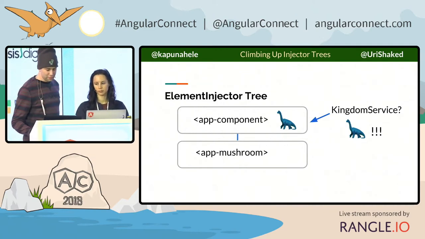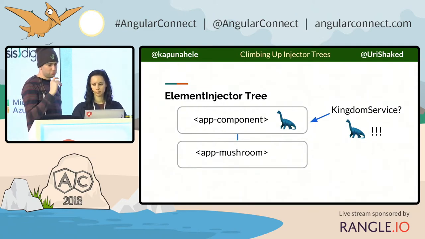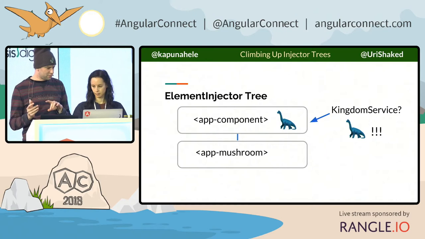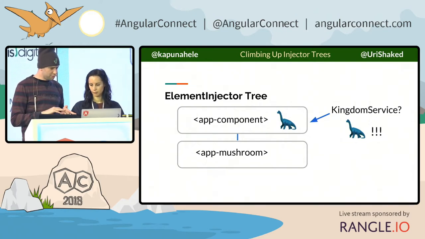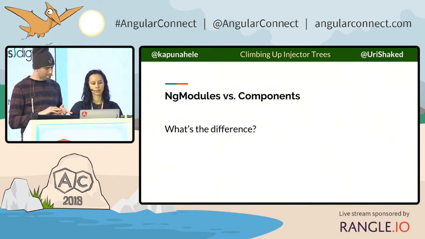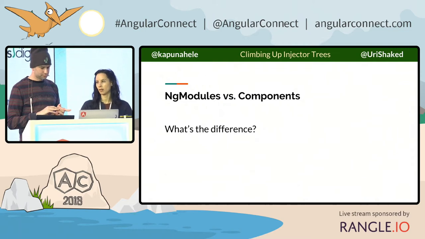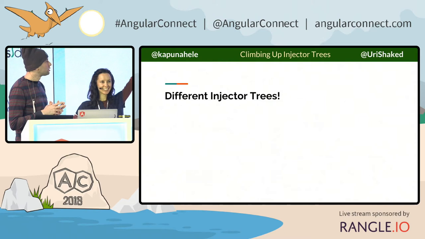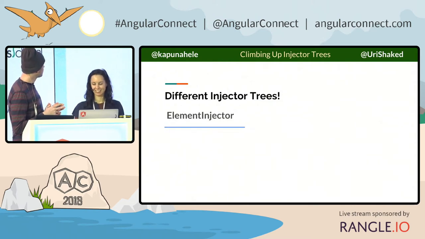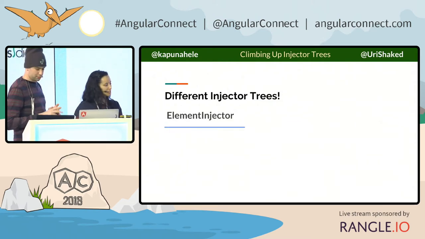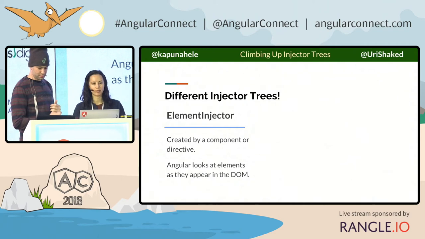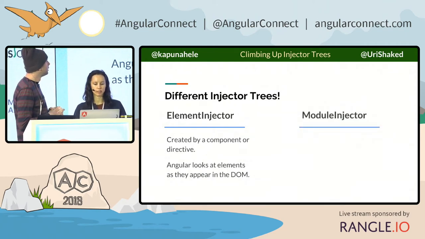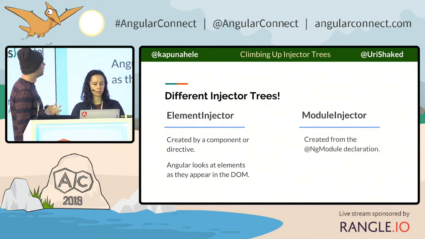Right, so that's the element injector tree. And I think you mentioned, we started with modules, right? So there is also something with a module tree? Yes, that's right. So we have NgModules and we have components. So what's the difference? Different injector trees. There are two injector trees. Yes, there's the element injector, which is created by a component or directive, and Angular looks at elements as they appear in the DOM. And then there's the module injector, which is created from NgModule declaration.